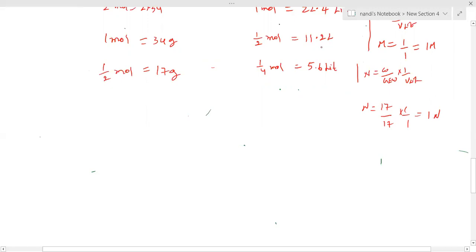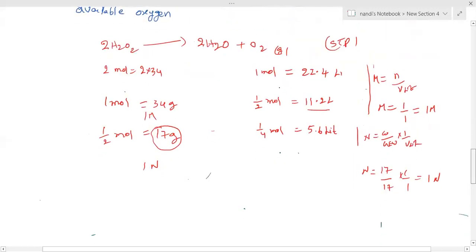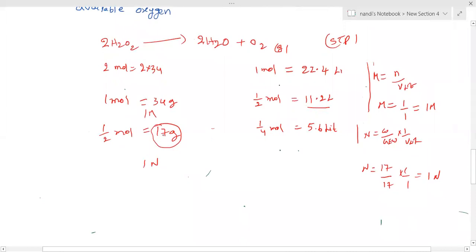So this is 1 mole, 34 grams, that is 1 molarity also, nothing but 11.2 liters. Here 17 grams, I can write 1 normal also, providing 5.6 liters. 1 molarity provides 11.2 liters. Is it clear? Otherwise, we can see 17 grams in 1 liter of solution. We know strength of solution is 17 gram per liter, that is the unit of strength of solution. So 17 gram per liter gives 5.6 liters of O2 only. It's clear?